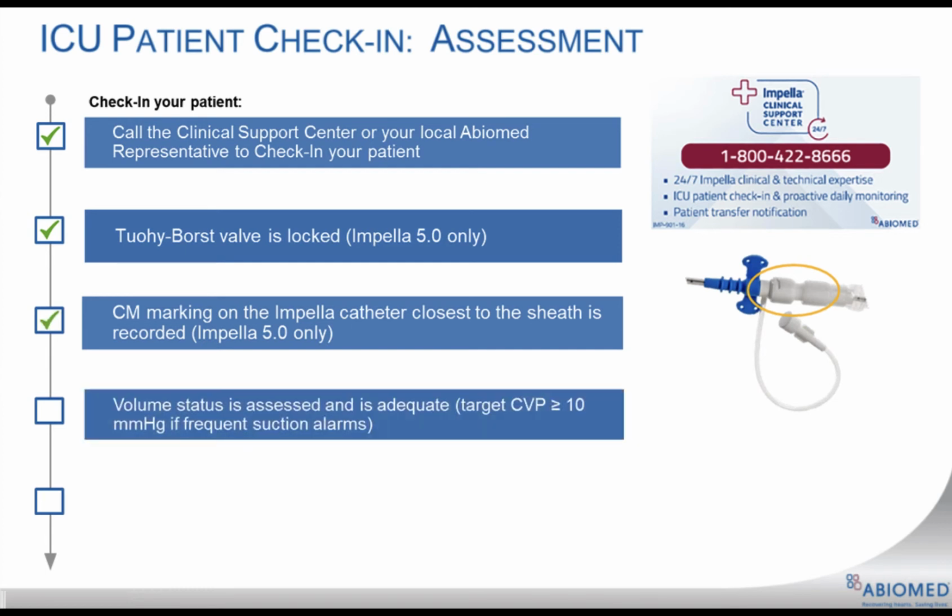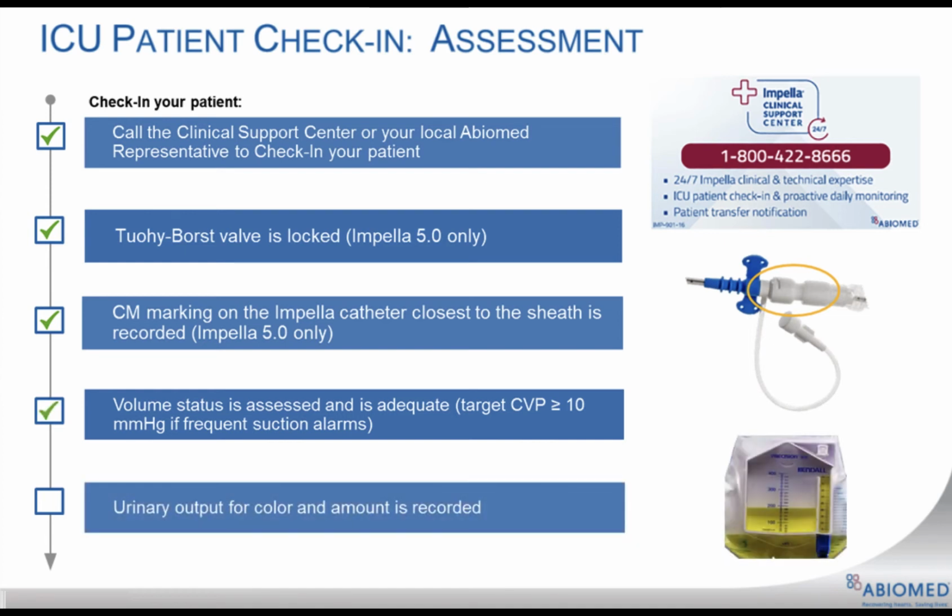Assess the patient's overall volume status. If suction alarms are occurring, aim to maintain a CVP of at least 10 millimeters of mercury. Document the urinary output, both color and amount. It will be important to monitor this for potential signs of malposition while on support.